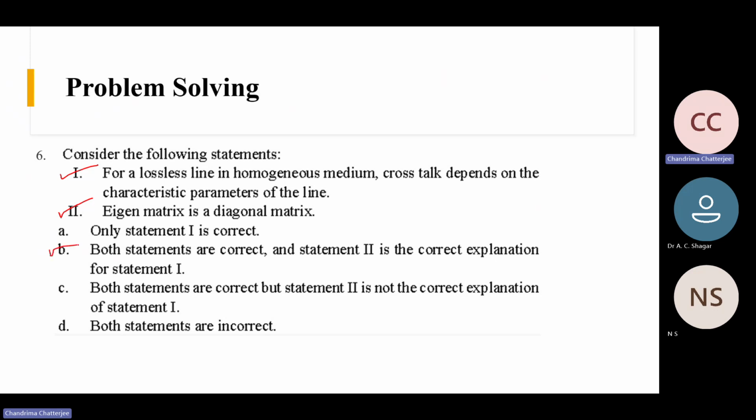You will have to listen to the lectures, because the derivations have been performed there, and also the properties of the chain parameter matrix, how the values are determined, all these things are provided there. So please listen to the lecture videos.